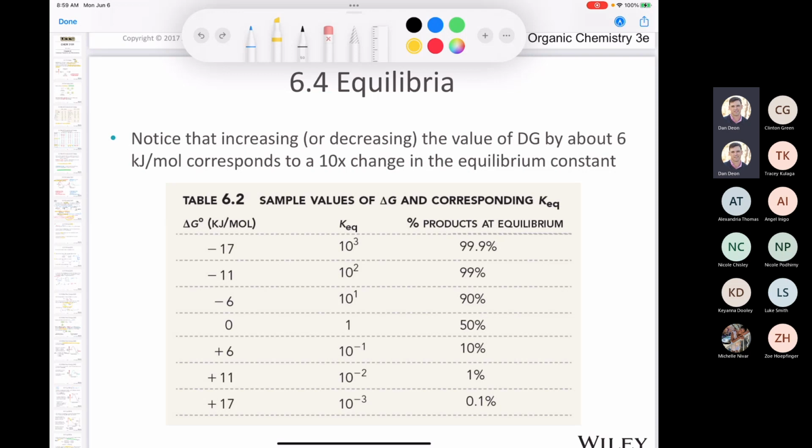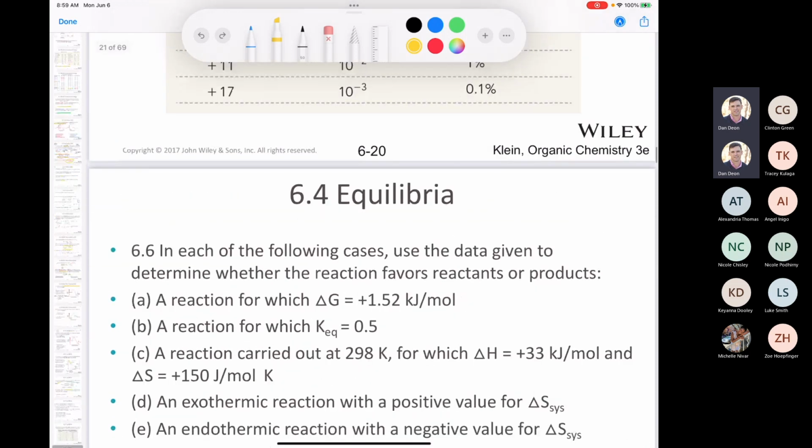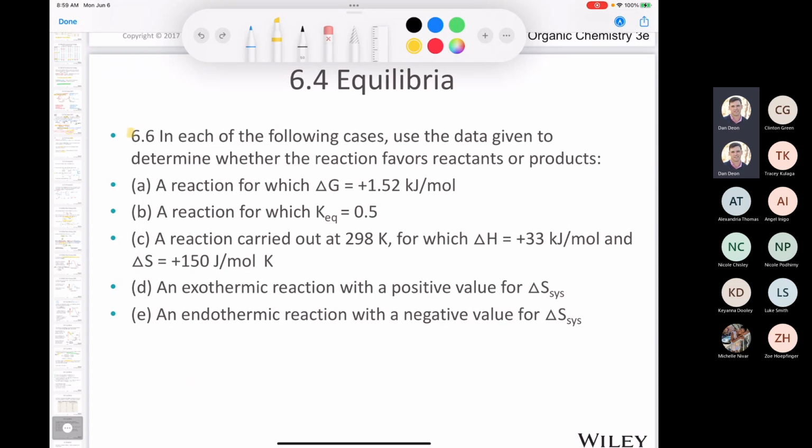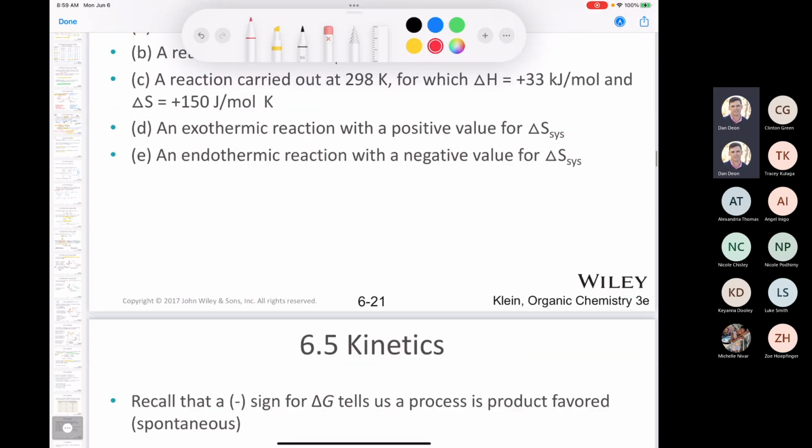Well, let's take a look at a practice problem. That's quite a bit of me talking. So let's put on our thinking cap here for a second, see if we can solve this problem. This one comes straight out of our textbook. It's question 6.6. You might want to grab a calculator, maybe not. Depends on the person. First one says, in each of the following cases, use the data that they gave you to determine whether or not the reaction favors reactants or products.